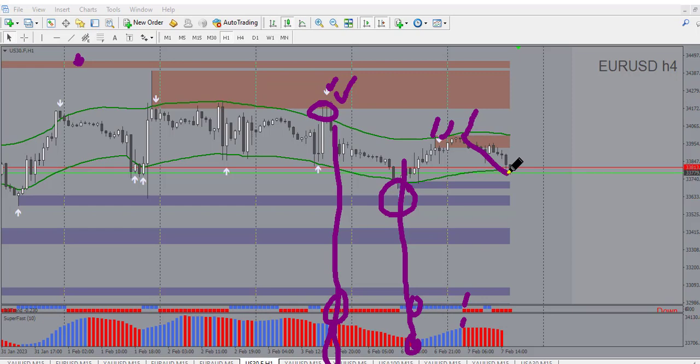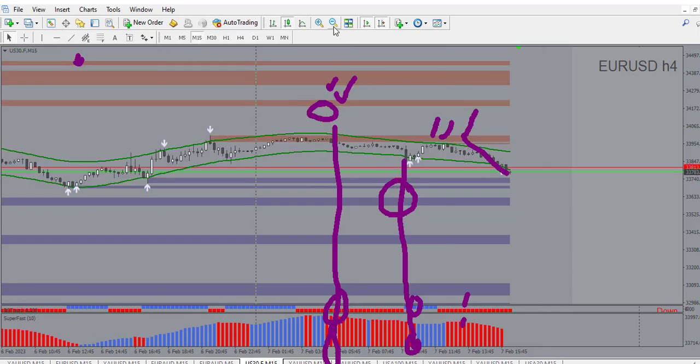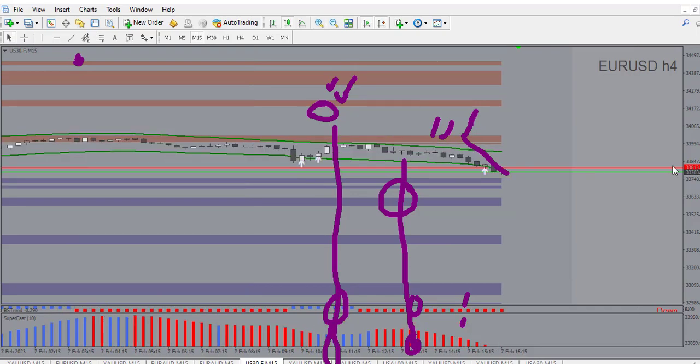So this is how to trade this particular strategy. You can use it on any time frame you want. And let's check it out on the 15-minute time frame.